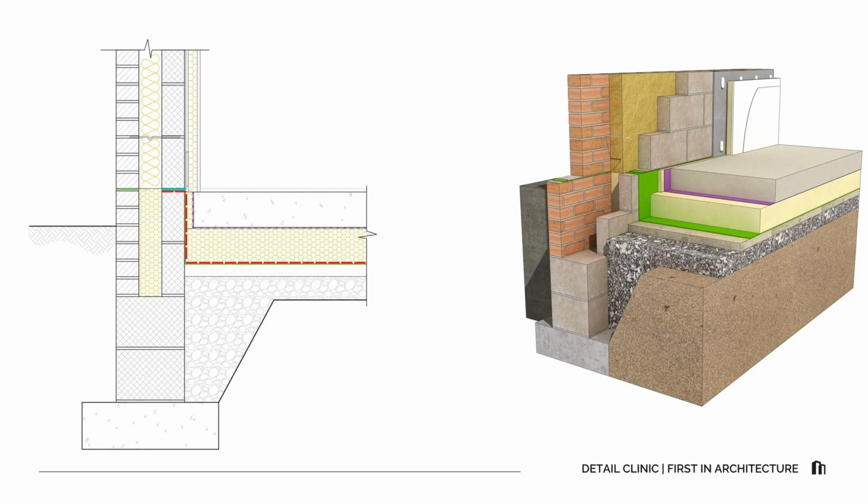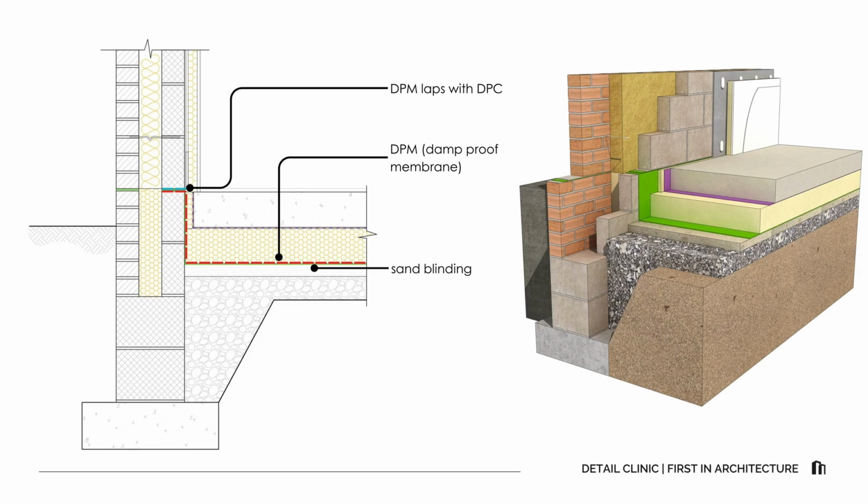Starting at the very bottom, the DPM on blinding is your first moisture barrier. It's only effective if it connects at the perimeter, so you'll see the turned up DPM lapping with the DPC line in the inner leaf. How the membranes are placed and lapped depends on the ground, construction, and other site constraints like presence of radon.